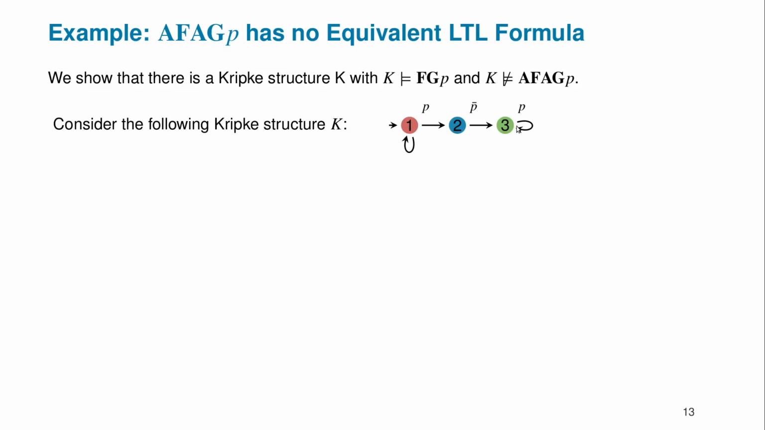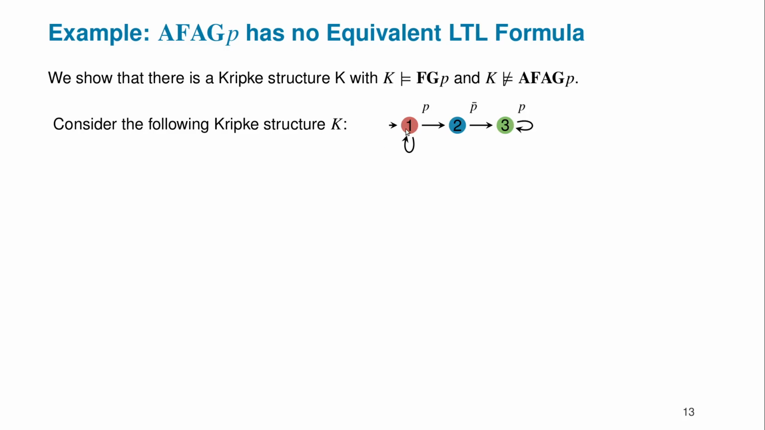Let's consider the following Kripke structure. We have seen it at the very beginning, and it consists of 3 states. In the first state, P holds. In the second state, not P holds. To make it explicit, I have written down not P, because this plays an important role. Usually, we would simply omit this literal. And in the third state, P holds.